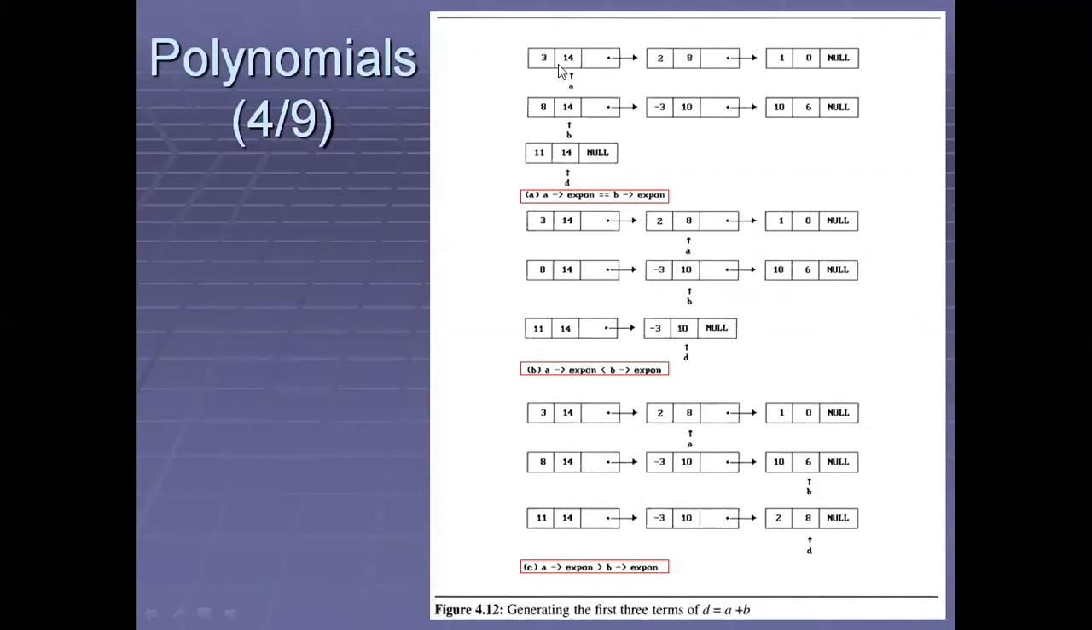So you can see 3 into x power 14, 2 into x power 8, 1 into x power 0. Next, 8 into x power 14, minus 3 into x power 10, 10 into x power 6, null. So you can see here. So first I will compare these two. See, pointer A is pointing to this node and pointer B is pointing to the first node in this linked list. Now I will compare.